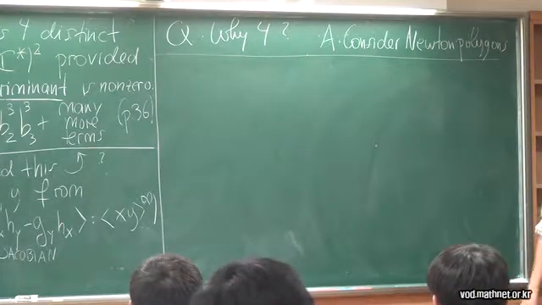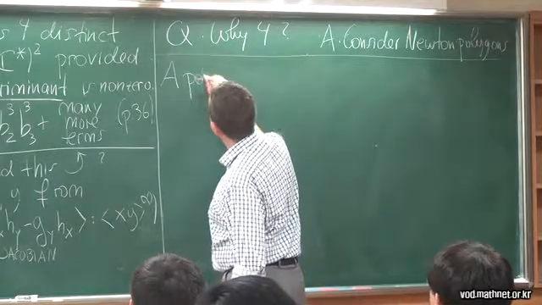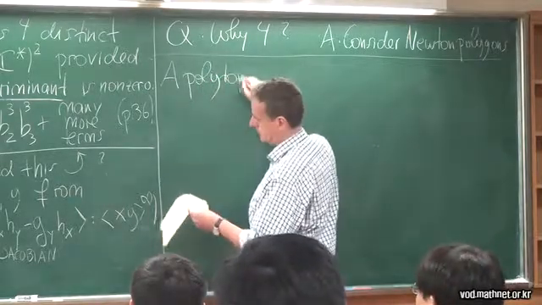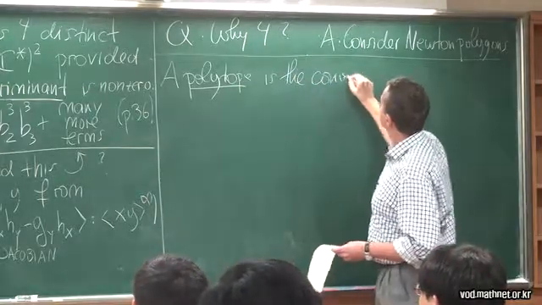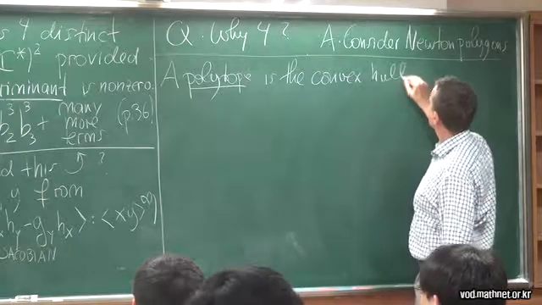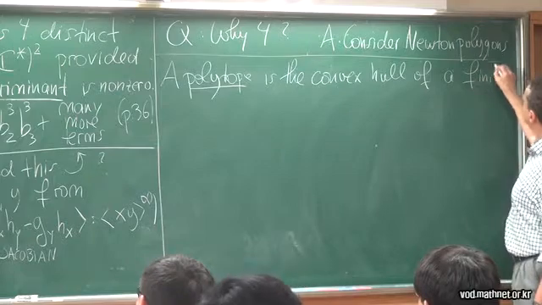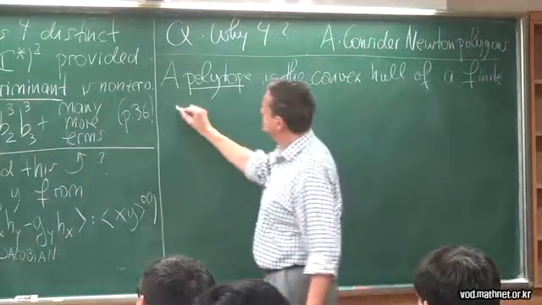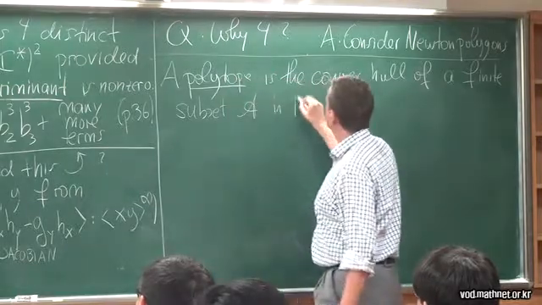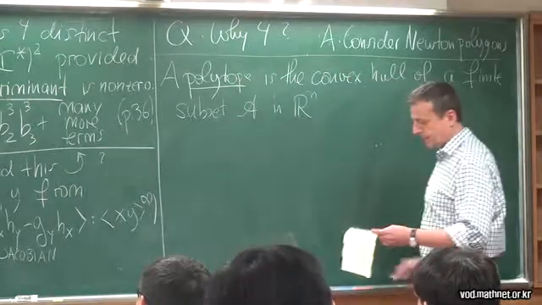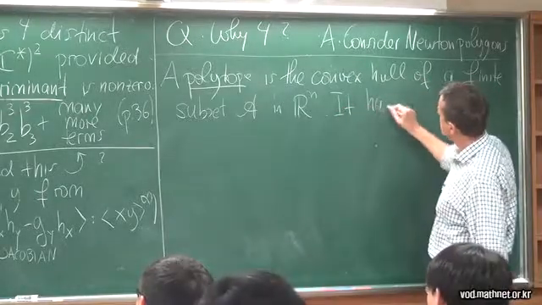Again, this is going to be boring for some, but maybe a little less for others. So just a few definitions. A polytope is the convex hull of a finite subset, I'm going to call A, in R to the n. So if we're in n space, every polytope has faces.